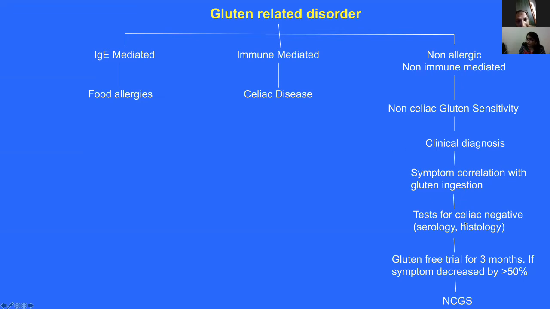When we do celiac serology, that is negative. When we do duodenal biopsy, that is also negative. And these patients, when they are given a 3 months trial of gluten-free diet, they respond. And when we reintroduce gluten, again the symptoms come. So this is known as non-allergic, non-immune mediated, or non-celiac gluten sensitivity. This is a new term which has come up.